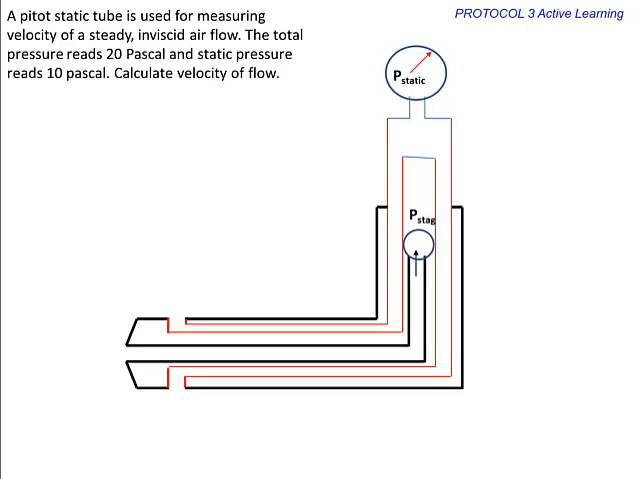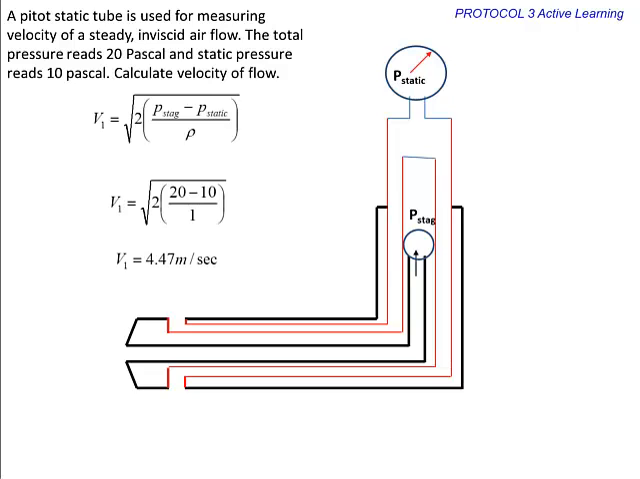A pitot static tube is used for measuring velocity of a steady, inviscid airflow. The total pressure reads 20 Pascal and static pressure reads 10 Pascal. Calculate velocity of flow. We can use the pitot static equation to solve this problem. The velocity is calculated as 4.4 meters per second.